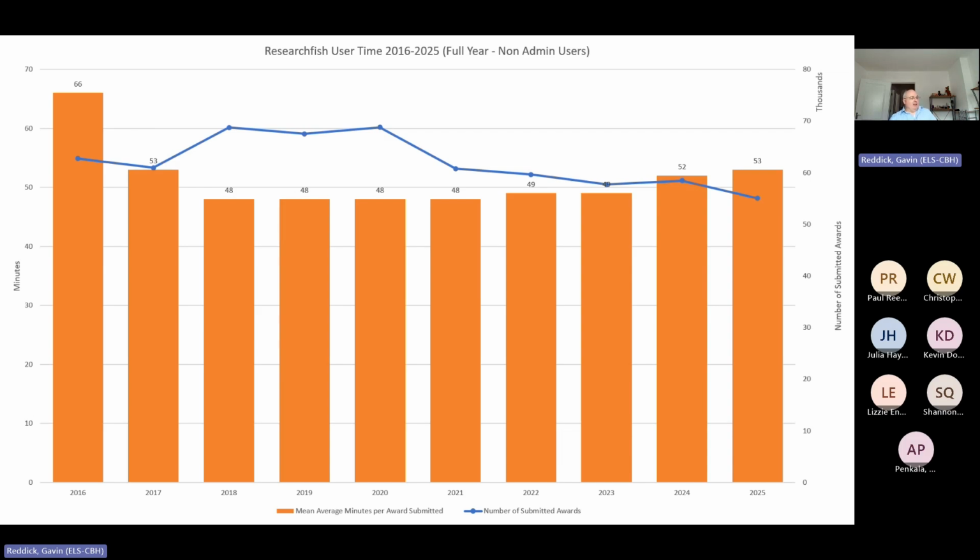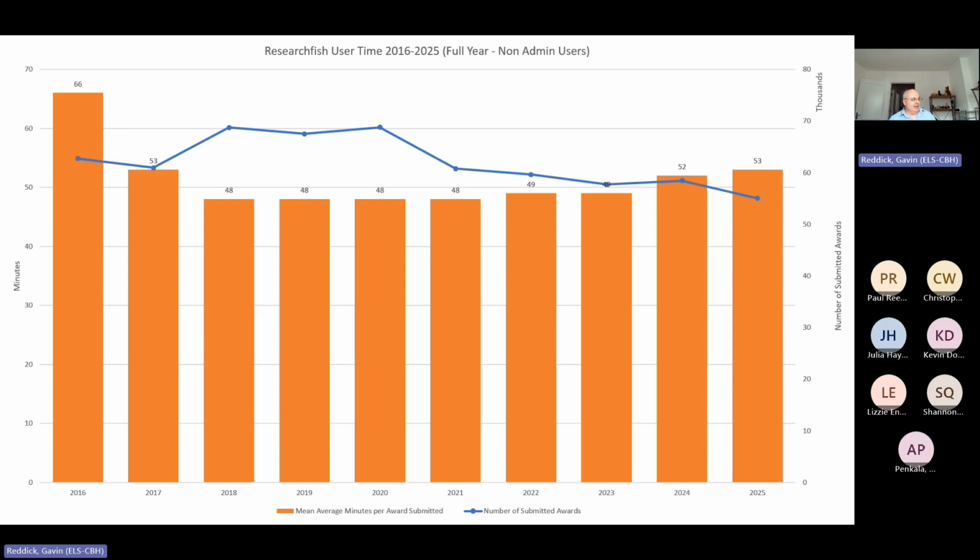So first off, we look at the ResearchFish user time. This is the full year for non-admin users from 2016 to 2025. Obviously we don't have the full year of 2026 yet. You can see the blue line captures how many awards have been submitted in that calendar year, and on the orange bars, we have how many minutes, the mean average, essentially the user time per award.